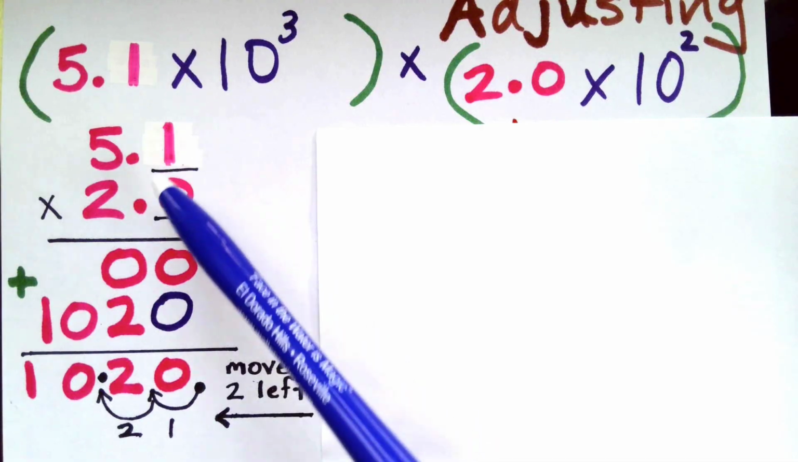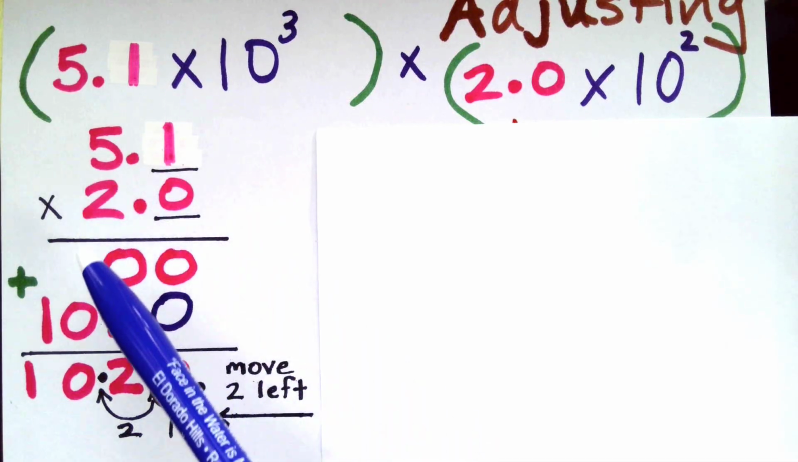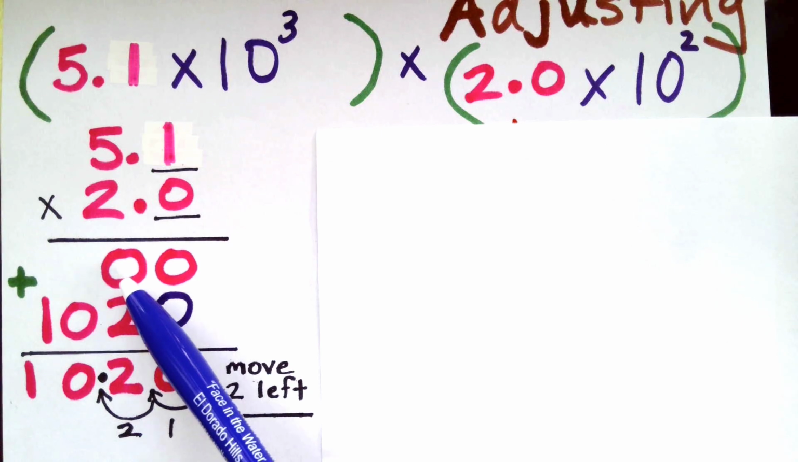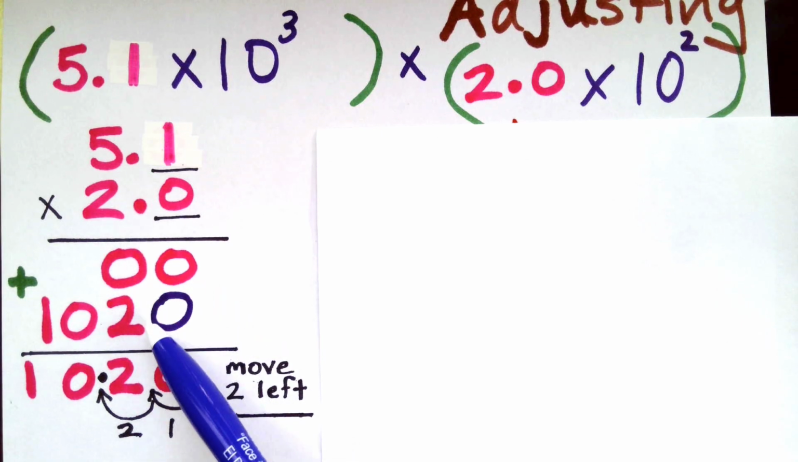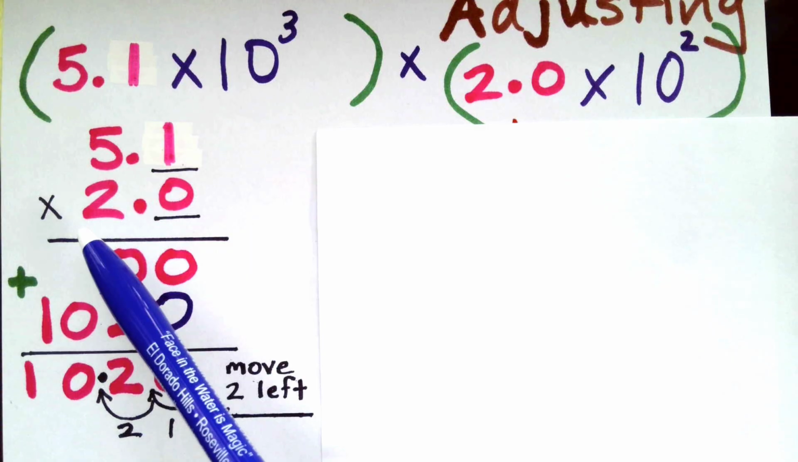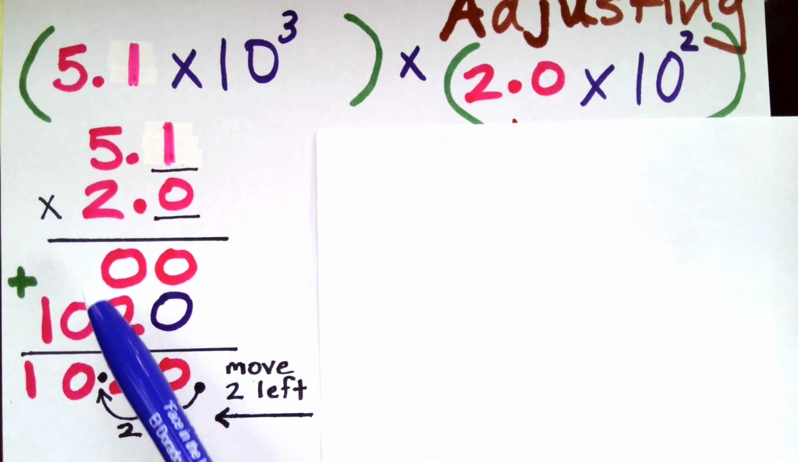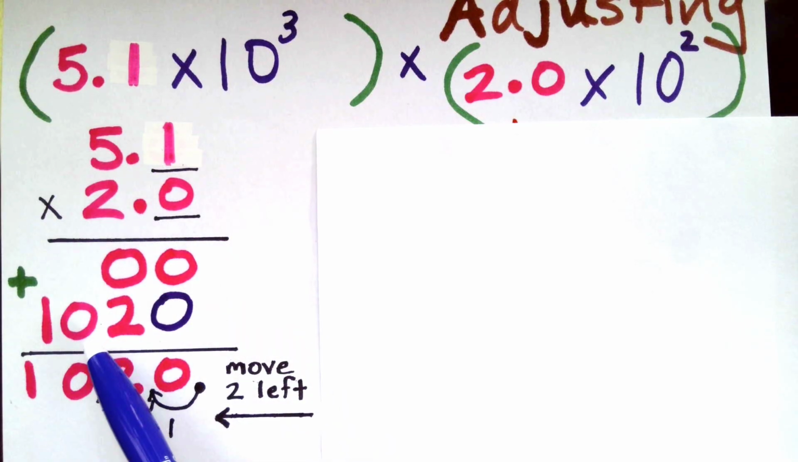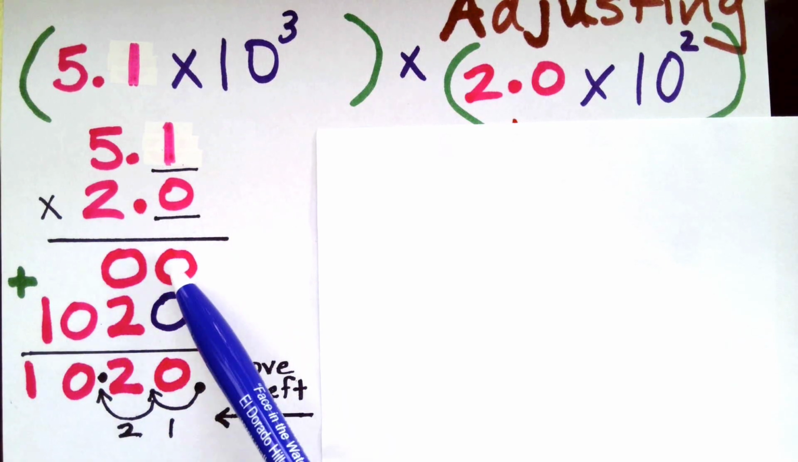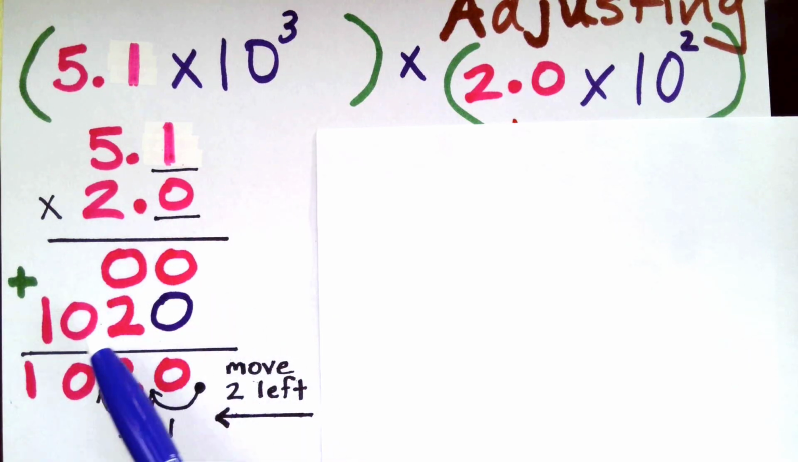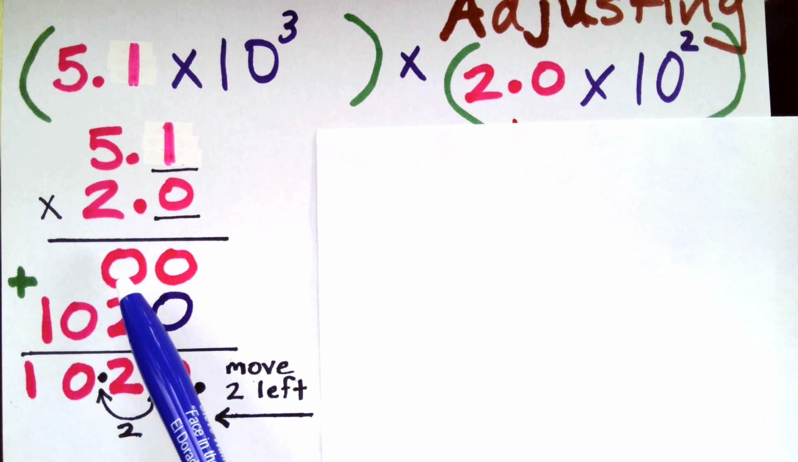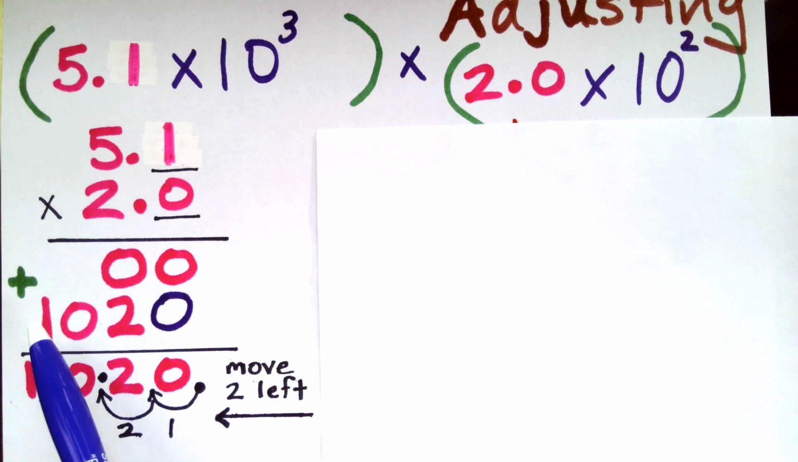So 0 times 1 is 0. 0 times 5 is 0. Now I have to have a placeholder before I can begin multiplying with this number 2 digit. So I put a 0 here. Now I can start. 2 times 1 is 2. 2 times 5 is 10. Now I can add these two values. 0 plus 0 is 0. 0 plus 2 is 2. 0 plus 0 is 0. And 1 plus 0 is 1.